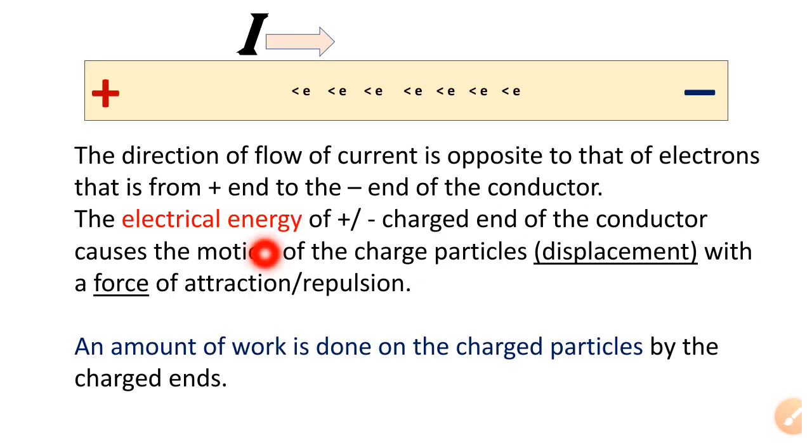Also, given that there is a displacement, the charges are in motion, and with a force of attraction, that means there is a force. So if there is a displacement and force, we will say there is work. An amount of work is done on the charged particle by these two charged bodies. So if work is done on the charged particle, these particles will gain some energy because work is done on the particle.